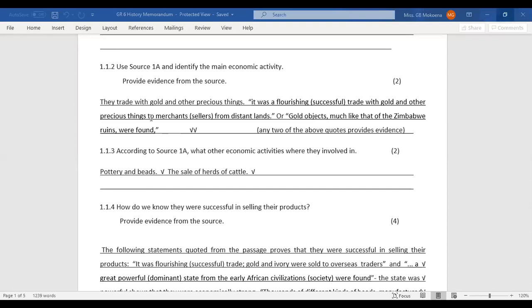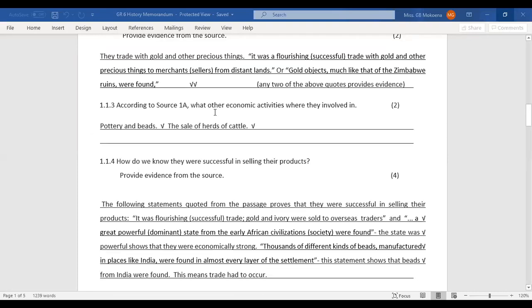Nice. That's correct. Give yourself a mark. Ma'am, my answer was it was an ingenious community on a sandstone hill in the valley and in the Middle Ages. Identify the main economic activity. Okay, they traded with gold and other precious things. All right, so you can mark yourself correct.